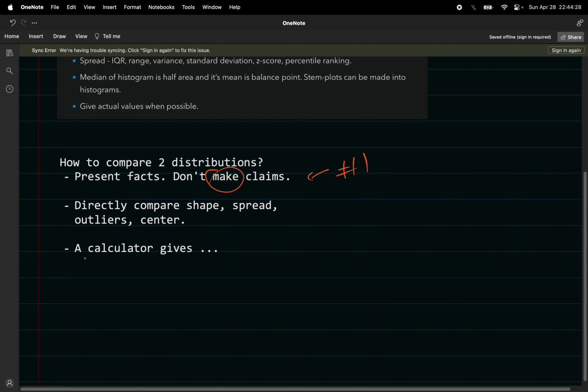What you want to do is use this wording: a calculator gives, and then you tell them. You don't make claims, you present facts. You tell them a calculator gives the standard deviation for distribution 1 to be this, for distribution 2 to be that, right? And you directly compare them. So what do you directly compare?